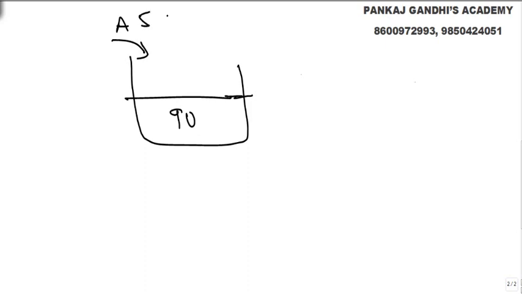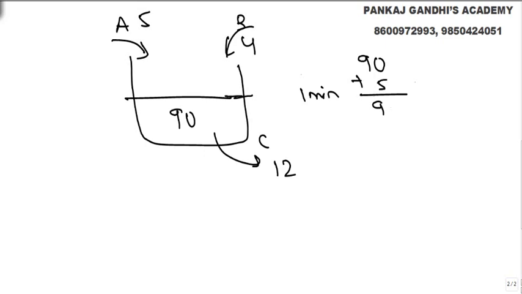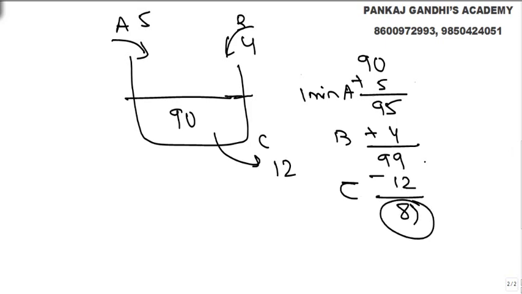Up till now only A and B were filling, so per minute 9 was going inside. So they filled in 10 minutes. Now C is opened, that empties 12 per minute. So right now 90 is there, after 1 minute A will fill 5, B will fill 4, and C will empty 12. So from 90, 5 went inside, 4 went inside, and 12 came outside.